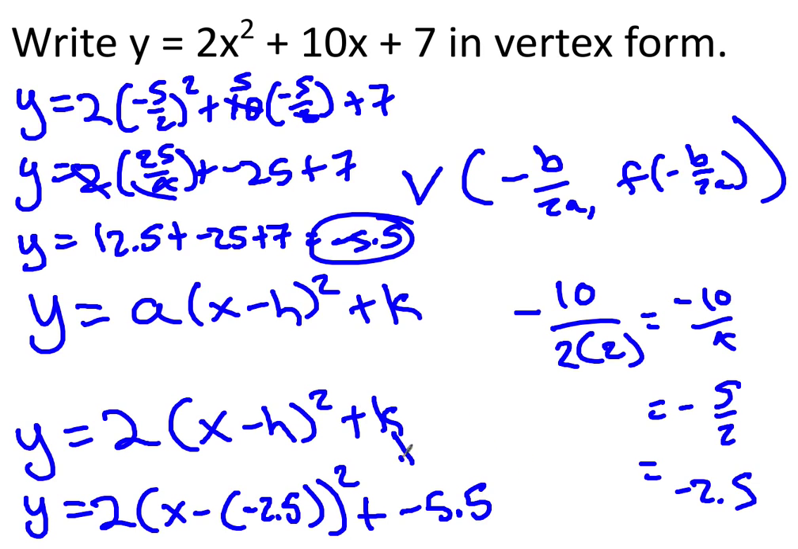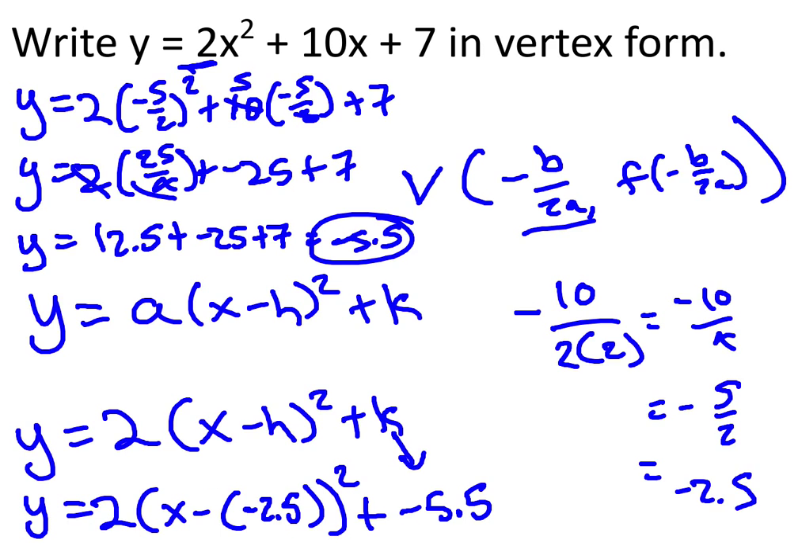So I plugged that in for k here. So now I've got a, which was just the same as the a value here. H was negative b over 2a, which turned out to be negative 2.5. And k was what we got when we evaluated this algebraic expression for x equals negative 2.5. And this is what we get.